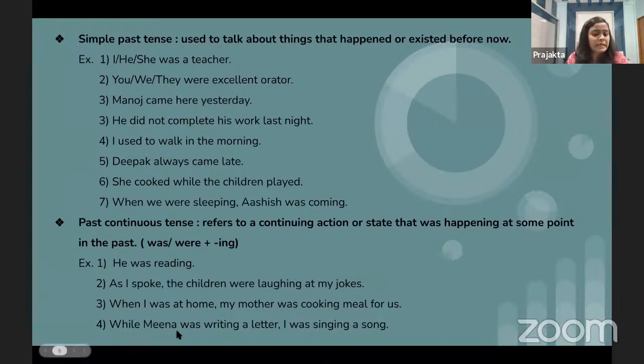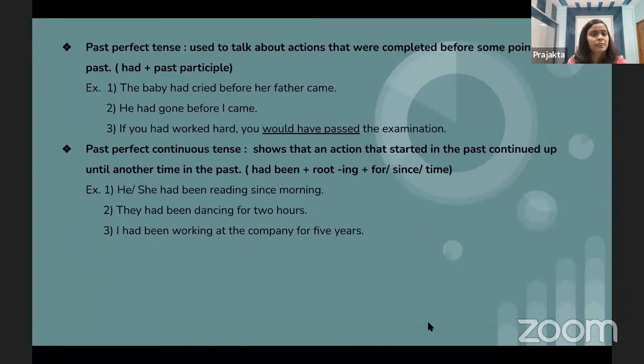Okay. While Meena was writing a letter, I was singing a song. See, I have used this type of sentence again here in the past continuous tense. While Meena was writing a letter, two continuous actions which were happening in the past. Okay, while Meena was writing a letter, जब मीना खत लिख रही थी, I was singing a song. तब मैं गाना गा रही थी. ठीक है.